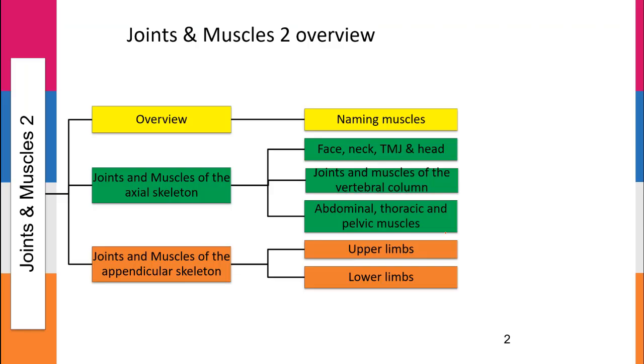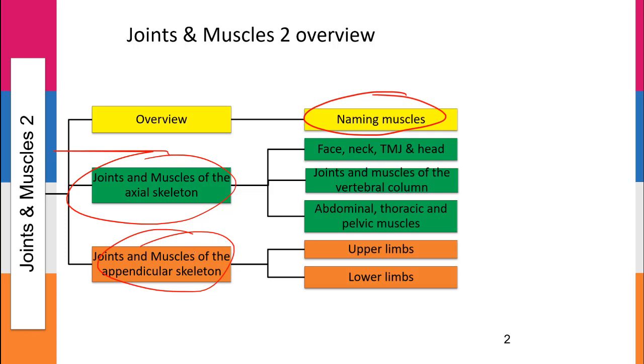So this slide gives you an overview of the material that we're going to cover today. We're going to start off by going through the naming system that people have used to give names to various muscles in the body. Then we're going to look at a few key joints and muscles of the axial skeleton, followed by a few key joints and muscles of the appendicular skeleton.